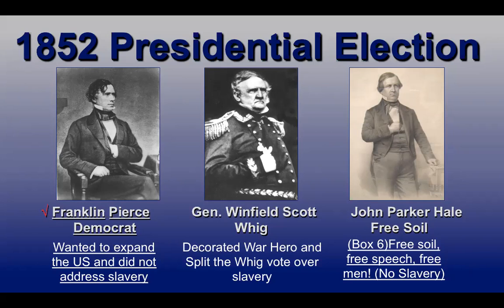What happens is Franklin Pierce just doesn't address slavery. Because he doesn't do that, he doesn't ruffle feathers or make people uncomfortable in any way. And so people vote for him.